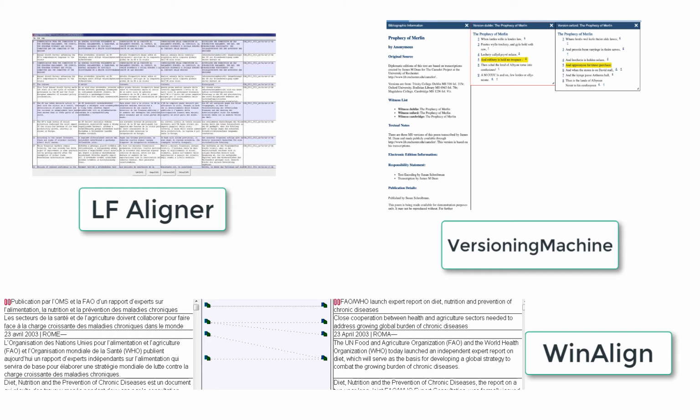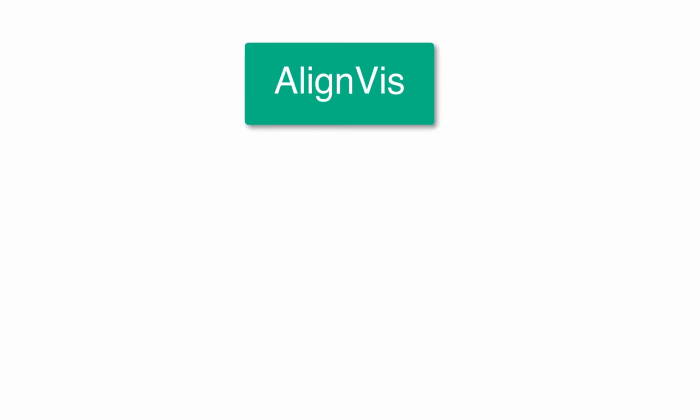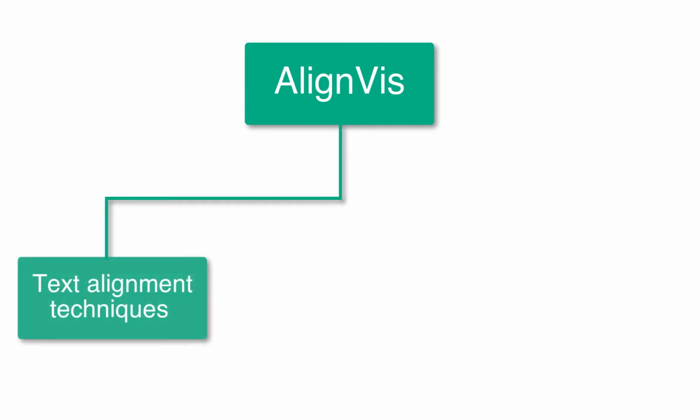In general, these tools rely on domain expert knowledge and don't exploit the recent advancement in computational linguistics and text mining. In this work, we present AlignVis, a tool that facilitates the advancement of text alignment techniques and provides interactive visual methods for the domain expert to explore, edit, and validate text alignments.